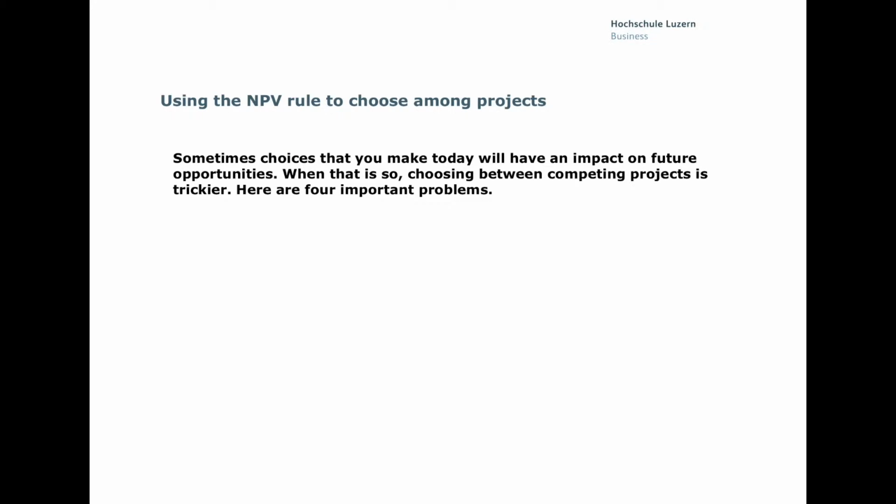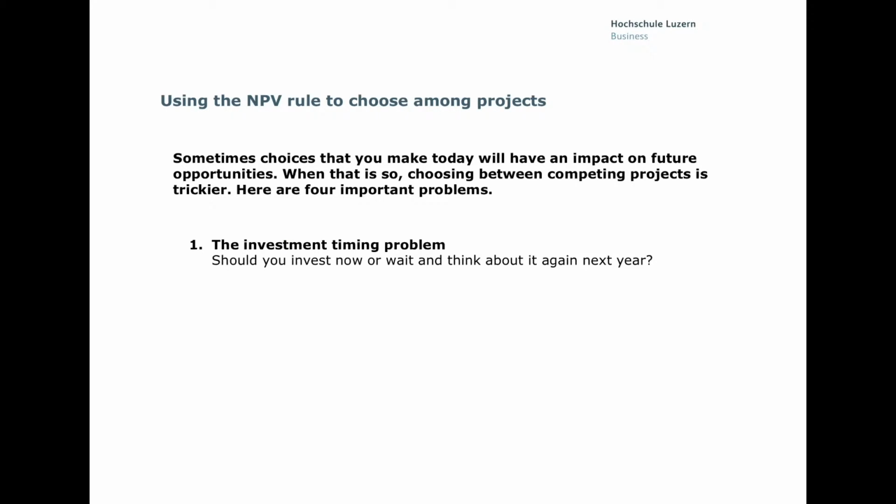Sometimes you have to make a choice today that will have an impact on future opportunities. When this is the case, choosing between competing investment projects is trickier. There are at least 4 important problems to be aware of. The first problem is the investment timing problem, meaning should you invest now or wait and think about it again next year.